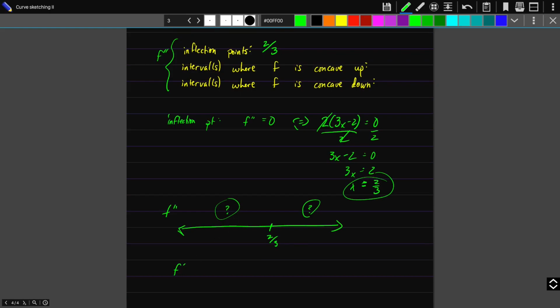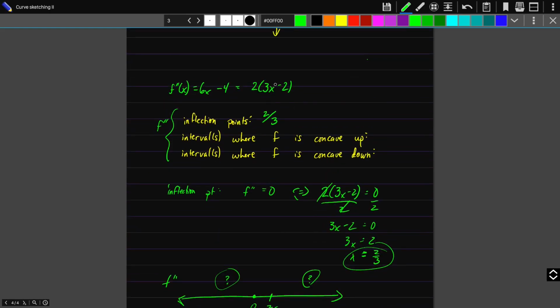So to find the sign of f double prime on this interval, I'll just plug in any point in that interval. So I'll plug in x equals 0. That would be a good one. So f double prime of 0 is, well, where's my f double prime? It's this.